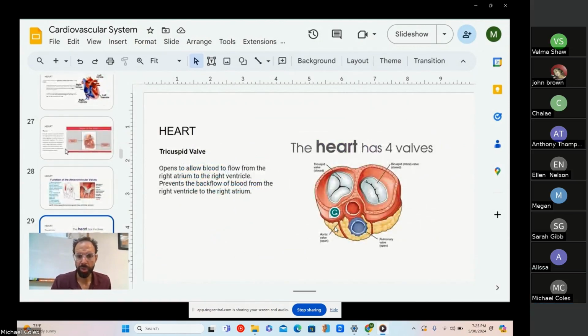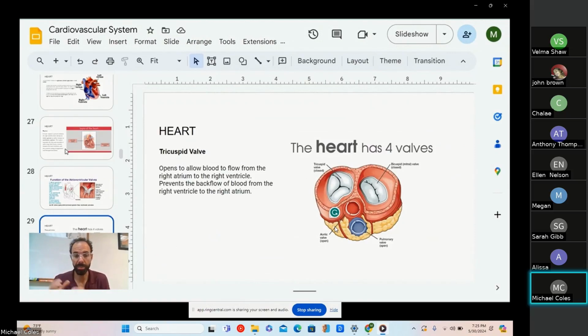All right, we have the valves. We have the tricuspid valve. So tri meaning 3, and the bicuspid valve meaning 2. So 3, obviously you need more doors to open up because you want more blood to flow into the heart to bring to the lungs.